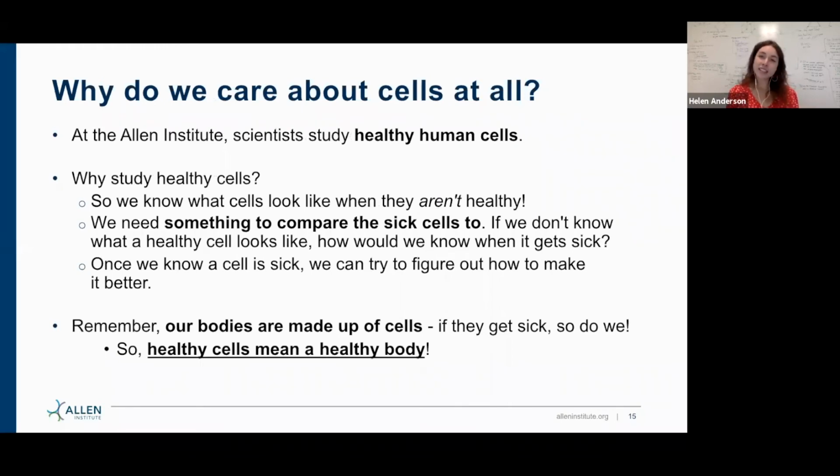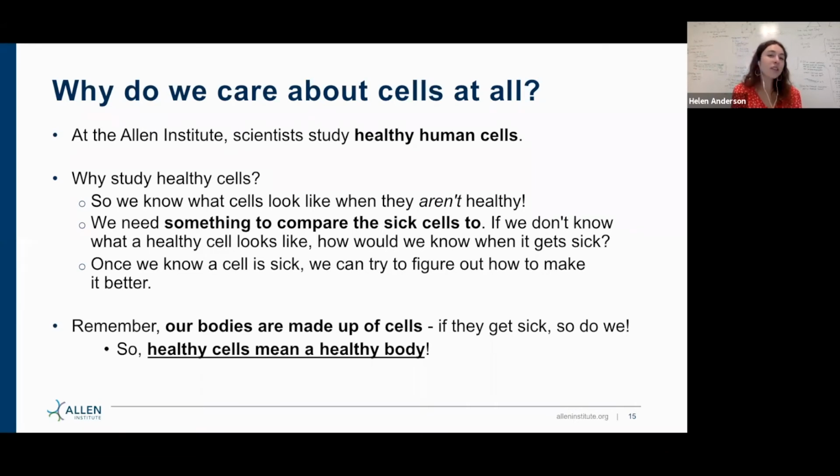Now, at the Allen Institute, we specifically like to study healthy human cells. Why study healthy cells? They're already healthy. What's the point in studying them? Well, it's to give us a baseline against which to compare sick cells. We need to know what cells look like when they're healthy so we know what they look like when they're sick. If we don't know what a healthy cell looks like, how would we know when it gets sick?